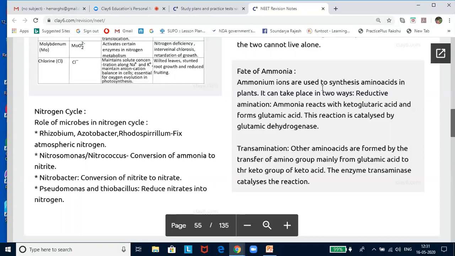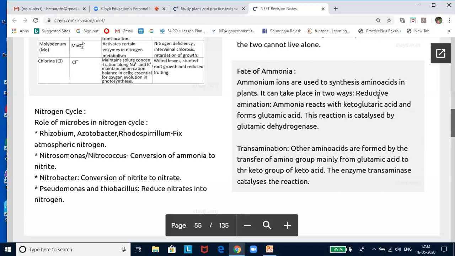These steps are called nitrification, and the nitrifying bacteria are all chemoautotrophs. The nitrate formed is absorbed by the plants and transported to the leaves. In the leaves, it is reduced to form ammonia that finally forms the amine group, that is the NH2 group, of the amino acids. The nitrate present in the soil is reduced to nitrogen by the process of denitrification, which is carried out by the bacteria Pseudomonas and Thiobacillus.